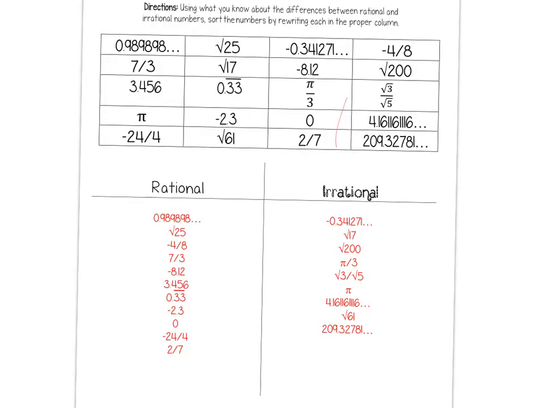Take a look at the answer key right here, and you're going to notice that your fractions are actually rational numbers. So our 7/3 and our negative 24 over 4, and even our 2/7. Again, when you divided them, you'd see this repeating number. They are considered rational numbers if they are in fraction form.